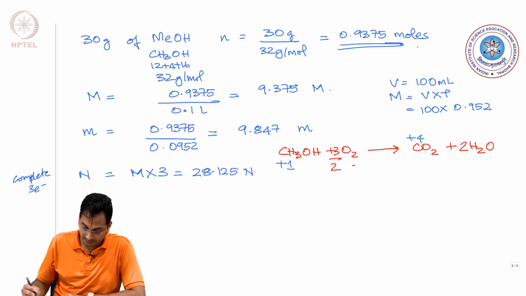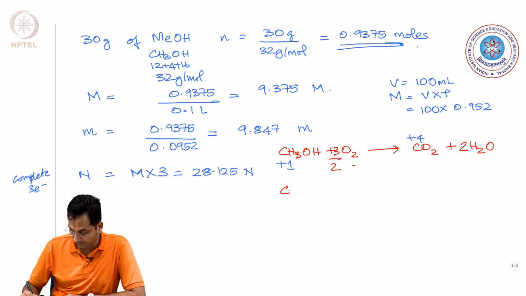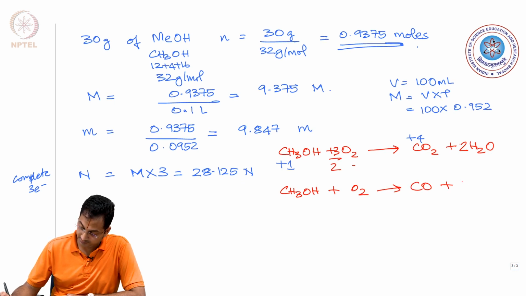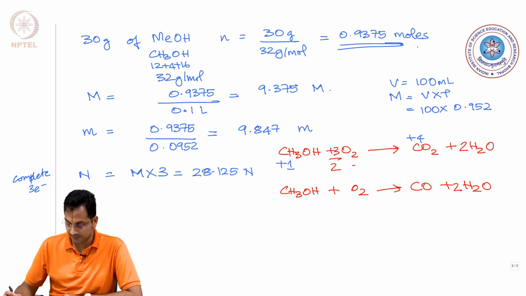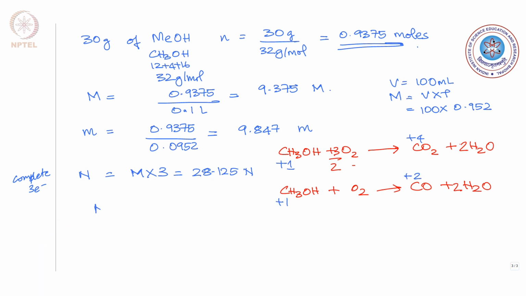28.125 normal. On the other hand, if you are doing an incomplete combustion, which is CH3OH plus O2 giving carbon monoxide plus H2O, this is already balanced, and here the carbon goes from minus 1 to a plus 2 oxidation state. Here normality will be equal to molarity. What one is able to understand here is that the normality determination requires knowledge of what kind of reaction is undergone by methanol.